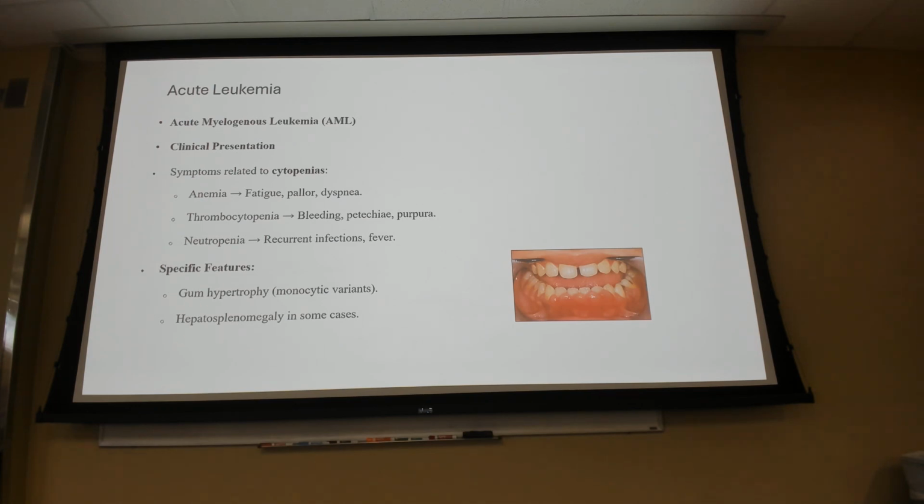Specific features include gum hypertrophy, seen in the monocytic variants, and that's what that looks like. And of course, they can develop some hepatomegaly and splenomegaly.